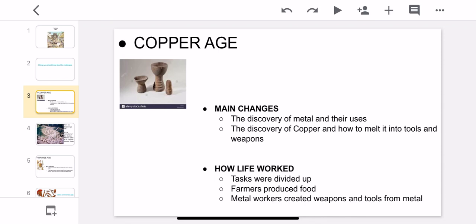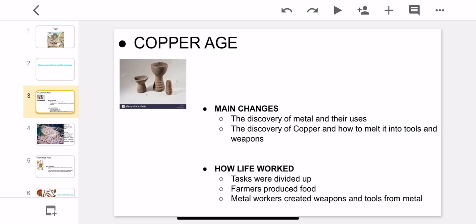Because of this, society was divided up, and so different tasks could be done. For example, farmers produced the food, and metal workers created weapons and tools from metal. Some of these tools could be used by farmers to help produce and collect food.